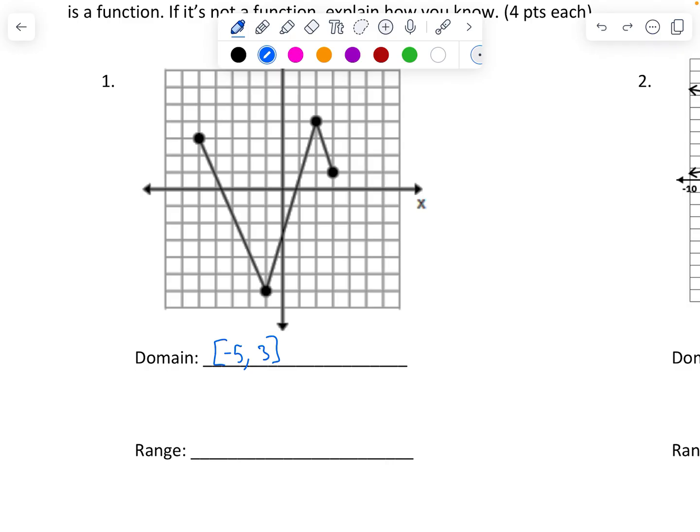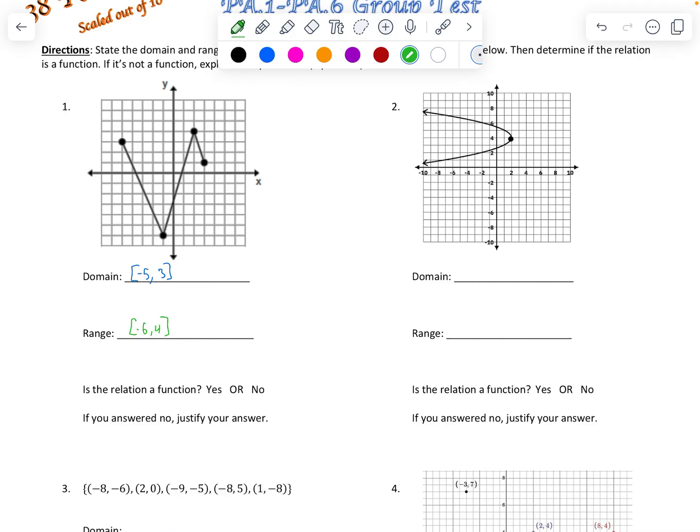Our range, we do the same way, except we're looking at the highest or lowest y value, which is at this point, and then as high as the graph goes this way, which is that point. So this y value is -1, 2, 3, 4, 5, 6. So -6 until a y value of 1, 2, 3, 4. And there you have it. Is the relation a function? We will just say yes, it is, because it passes the vertical line test.